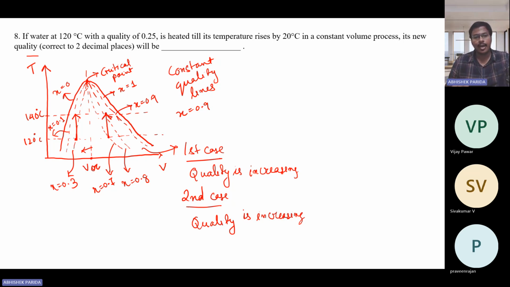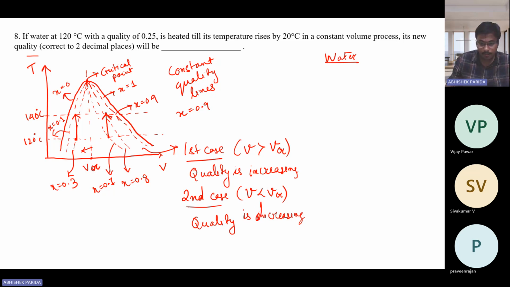Now for this case, we'll do the calculation. What are the critical values of water? Try to remember always. We'll see one more question on this, and you will get the values. Try to remember that, because sometimes this question can come as a multiple choice question and they would not give you anything, and you just have to analyze and tell. So just remember that if the specific volume is more than the critical specific volume at the critical point, then the quality will increase, and if it is less than the critical specific volume, then the quality is decreasing.